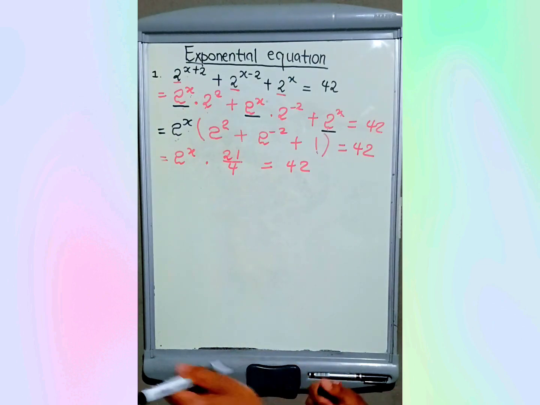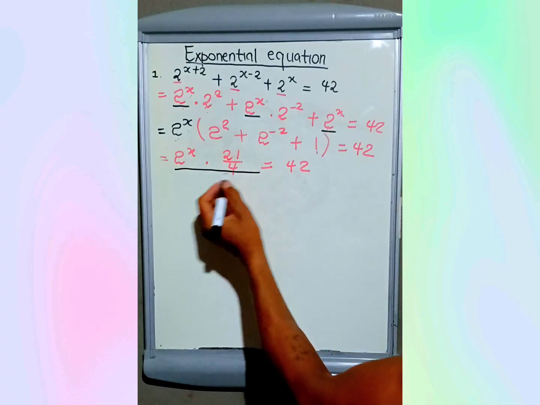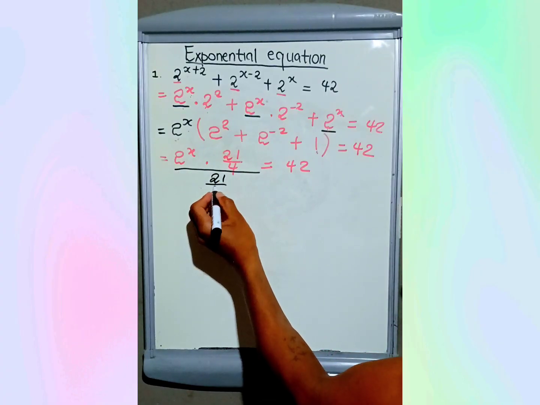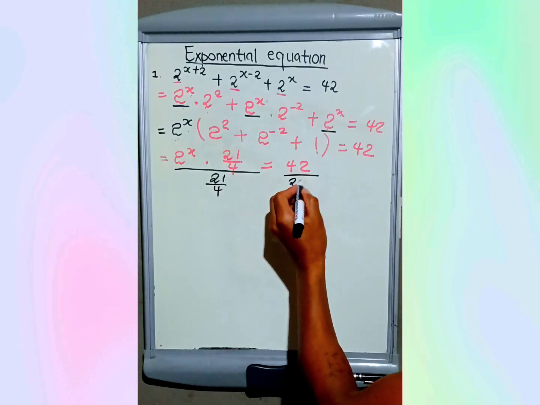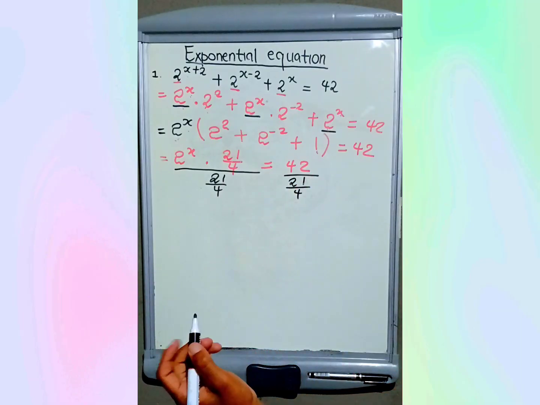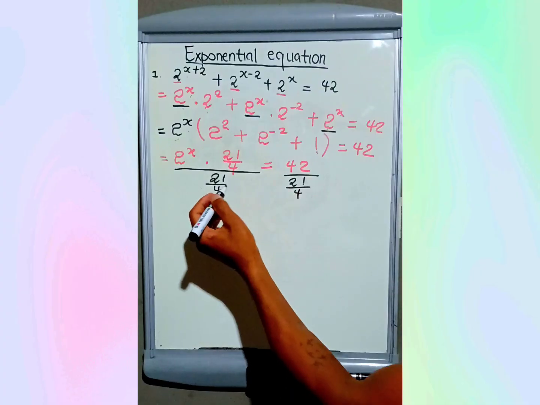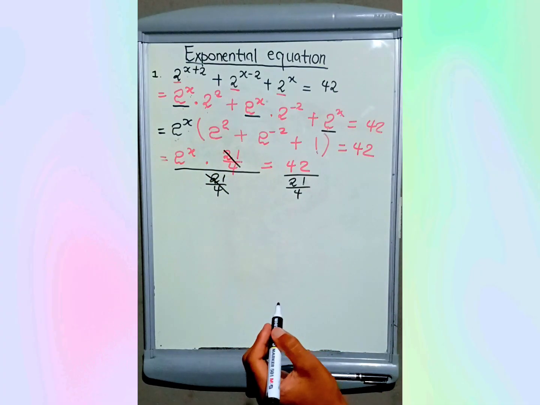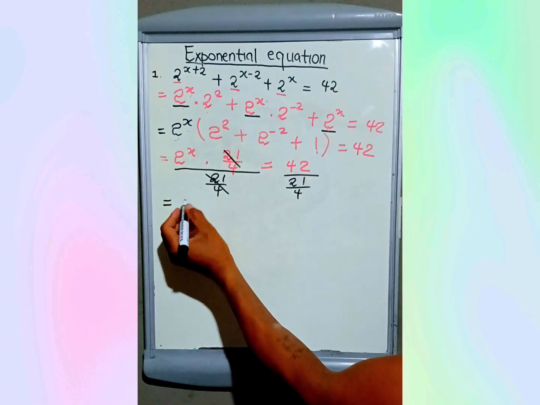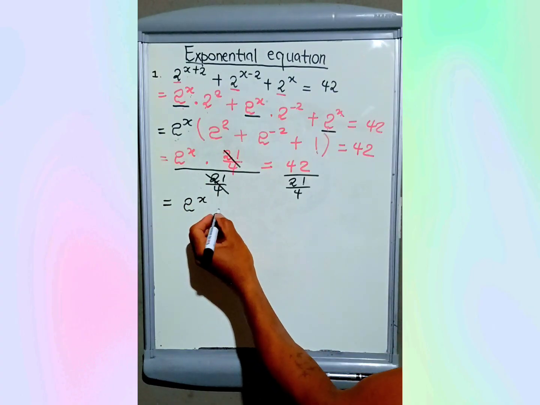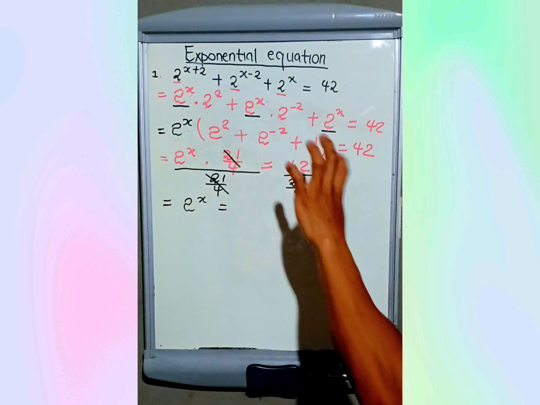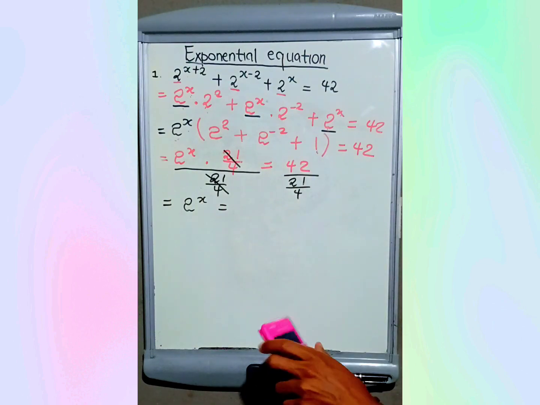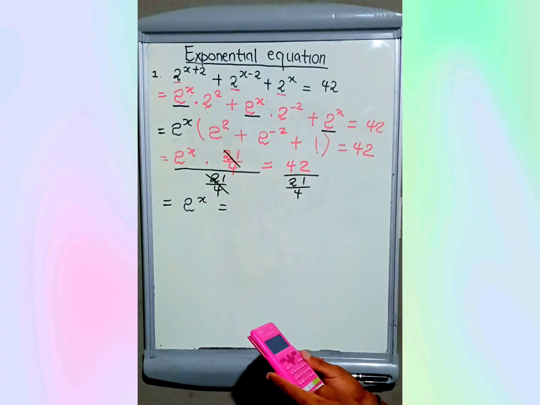I'm going to do what? A division on both sides. 21 over 4, I divide with 21 over 4. Do you see that? It's very simple. Therefore, 21 over 4 is going to cancel each other. Then now we're going to be left with 2 raised to x, which is going to be equal to, then here on this side, you punch the calculator. Then we're going to say that 42 divided by 21 over 4.